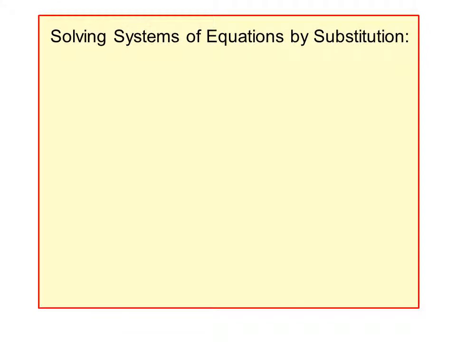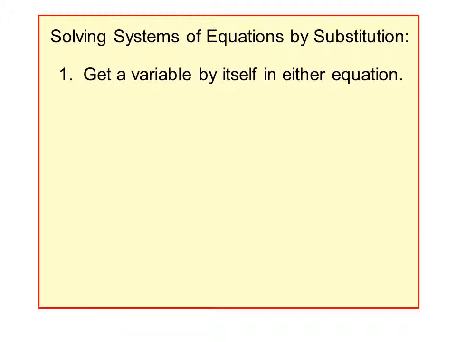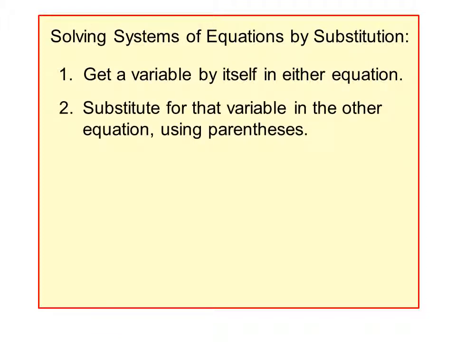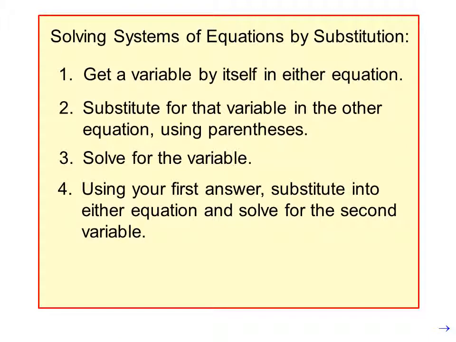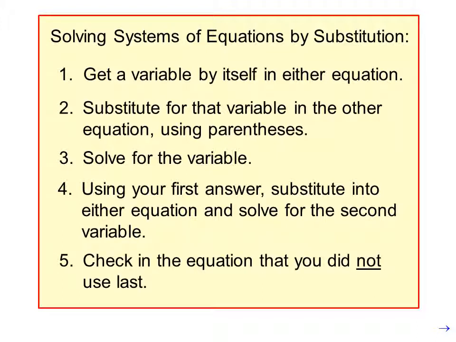To summarize, solving systems of equations by substitution, we get a variable by itself in either equation, substitute for that variable in the other equation using parentheses, solve for the variable, using your first answer, substitute into either equation and solve for the second variable. And finally, we check in the equation that you did not use last.